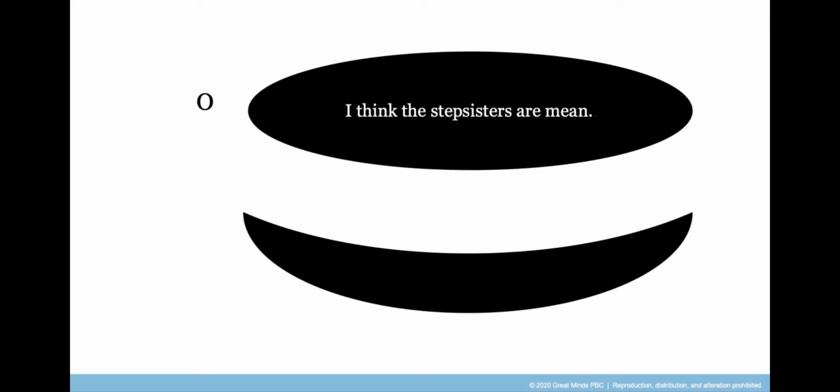All right, let's look at the top layer of the cookie. Listen as I read the sentence. I think the stepsisters are mean. This first sentence is labeled with an O for opinion statement. An opinion statement is the sentence that states or tells the opinion. What is the opinion of the writer of this paragraph? Think. Share your responses with your learning partner. I'm sure you shared it. The writer's opinion is that the stepsisters are mean.